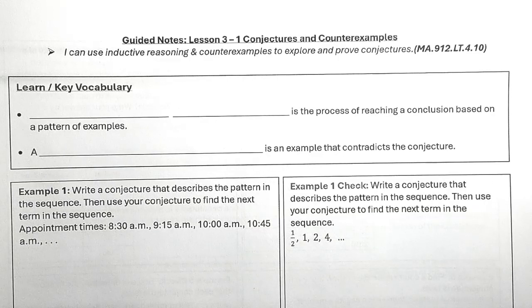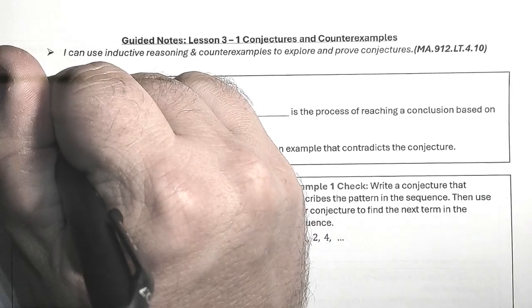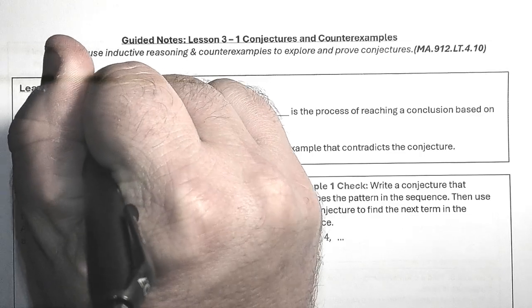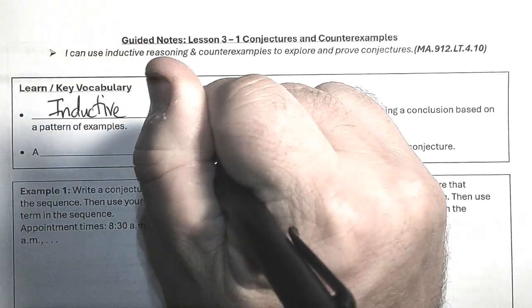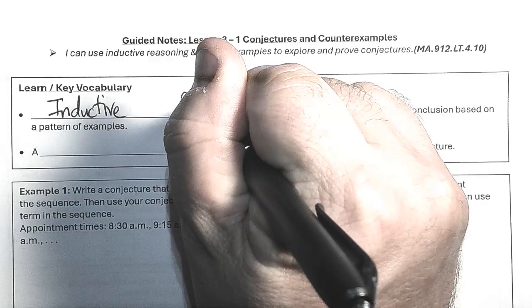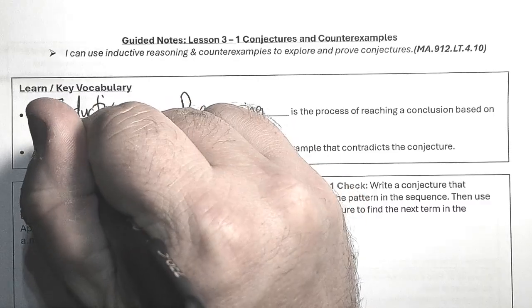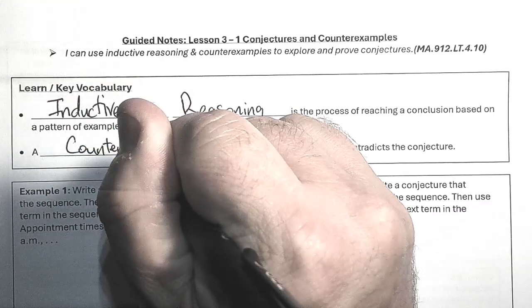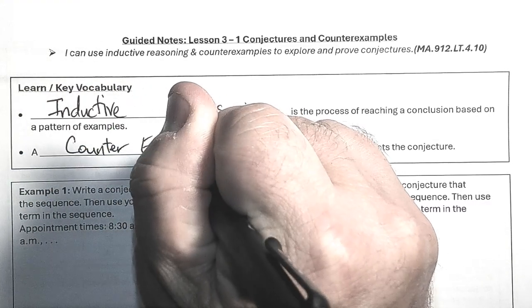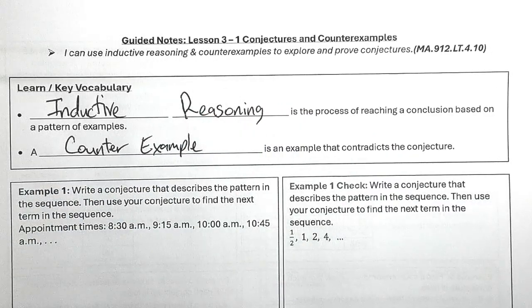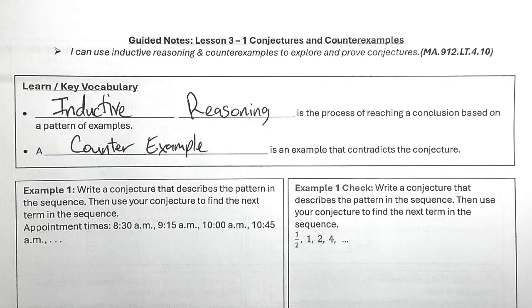Anyway, all right, so key vocabulary. Let me write in my words here. I'm just going to go ahead and write the next word since I'm here. That way I'm out of the way for a few minutes. All right, so inductive reasoning. That's the process of reaching a conclusion based on a pattern of examples. Okay? And you'll see what I mean here in just a second.